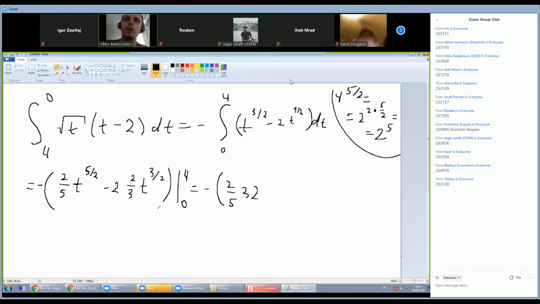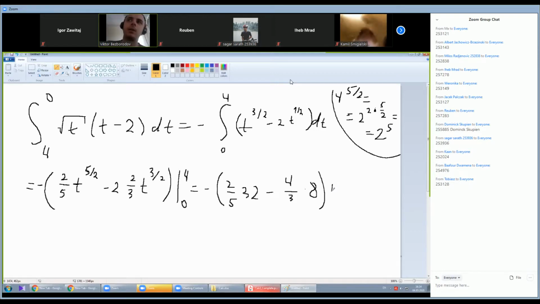Minus 4/3 times, then 4 to the power 3 second is going to be 8, right? By the same arguments, times 8. So that was the minus, and that was the upper limit.